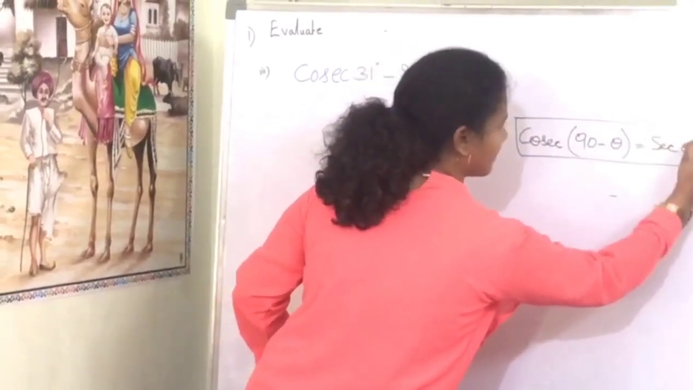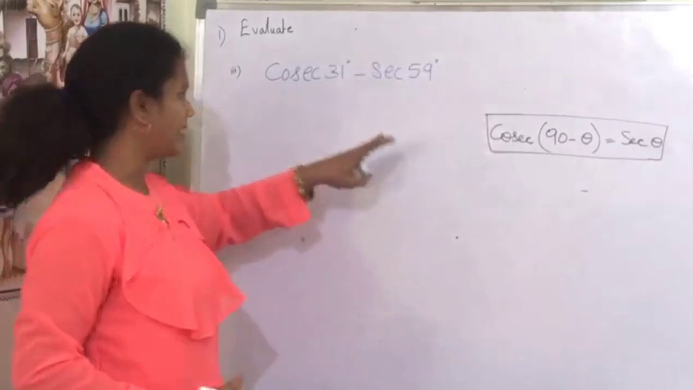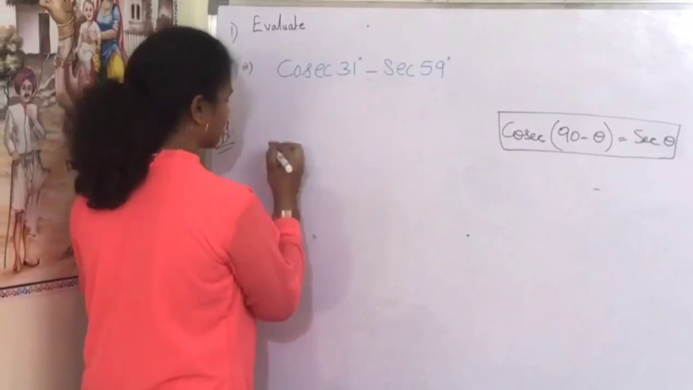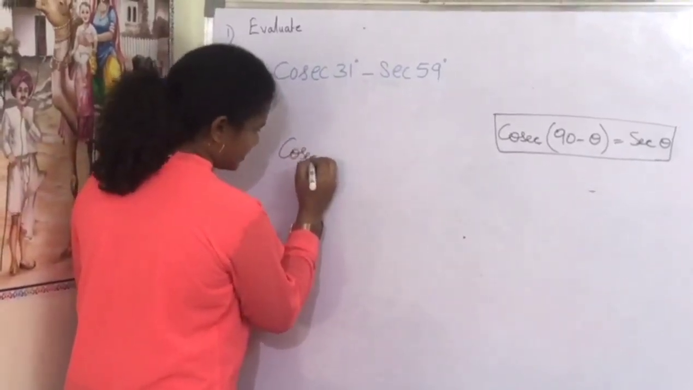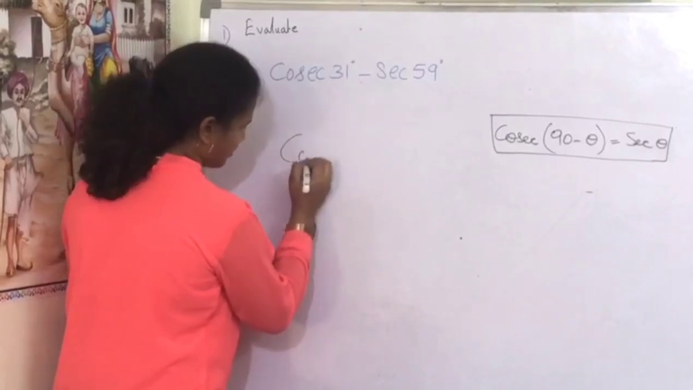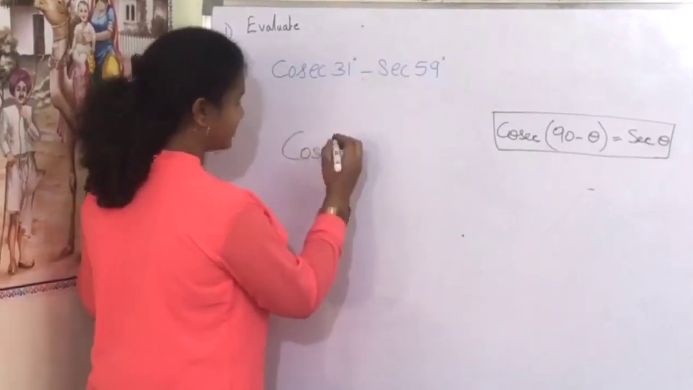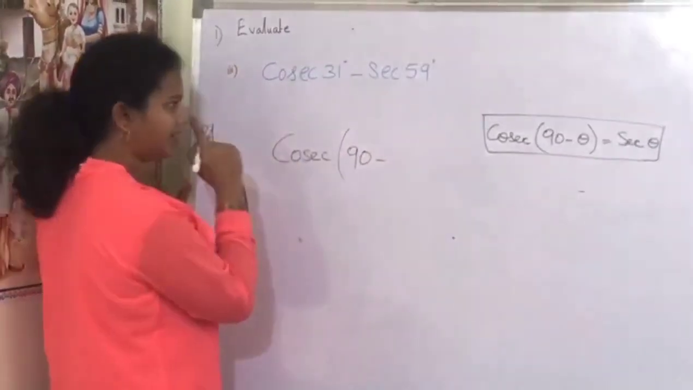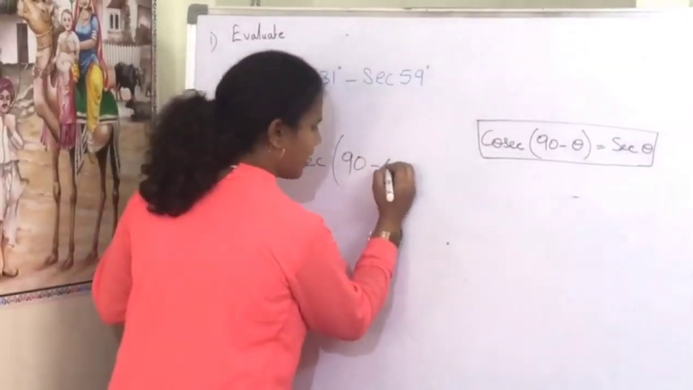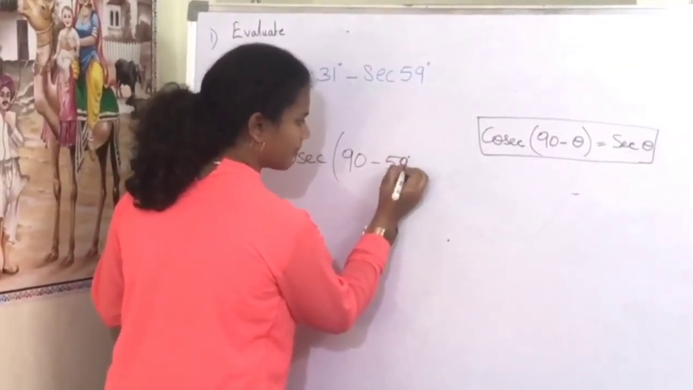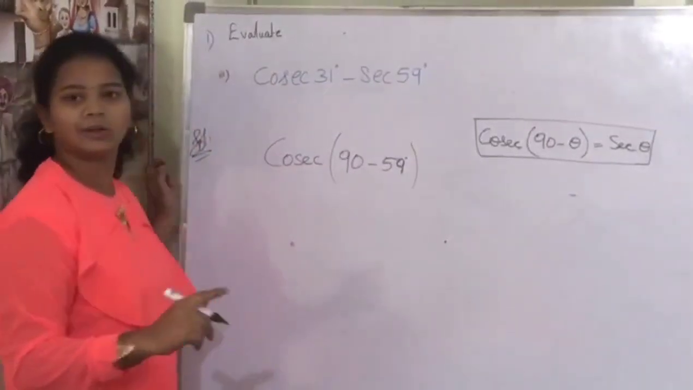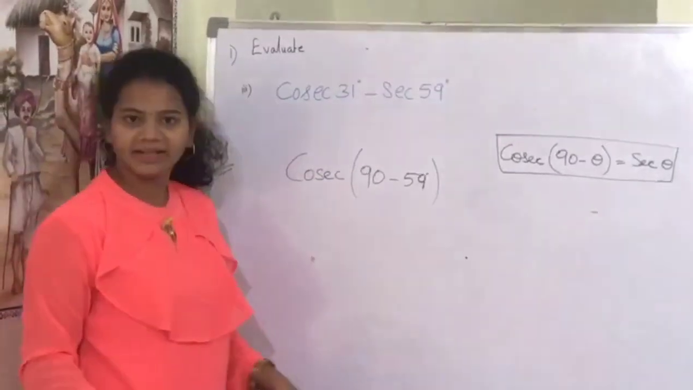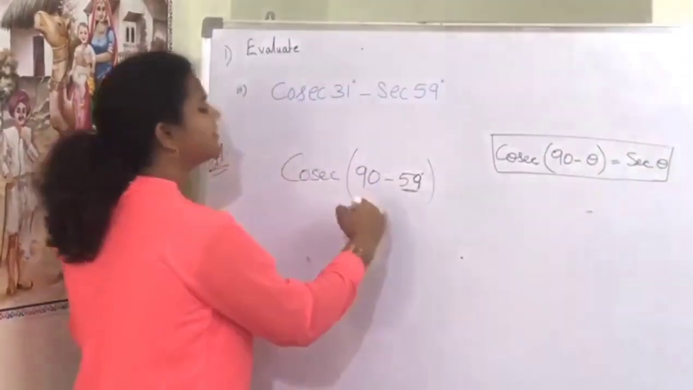Okay, by using this I can write the solution. By using this I can solve as cosecant 90 minus theta. Instead of theta let's add 59 degree. Okay, so 90 minus 59 gives us what? 31 degree, right? So here we got cosecant 31 degree, where instead of theta I place 59.